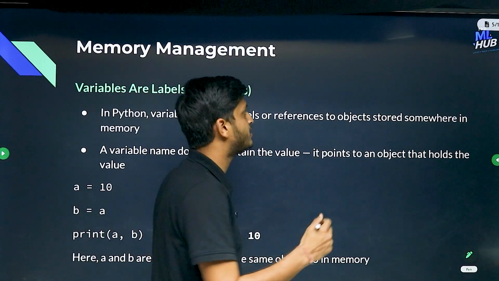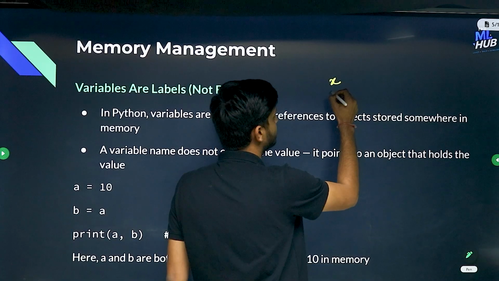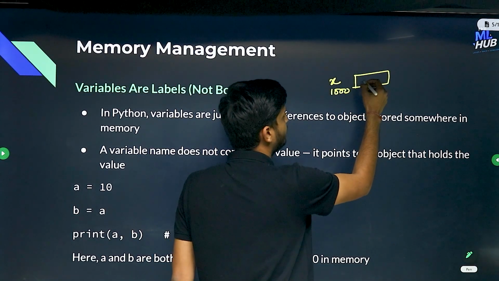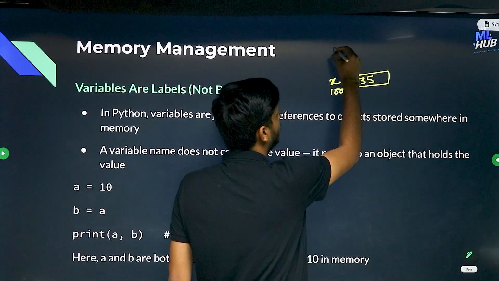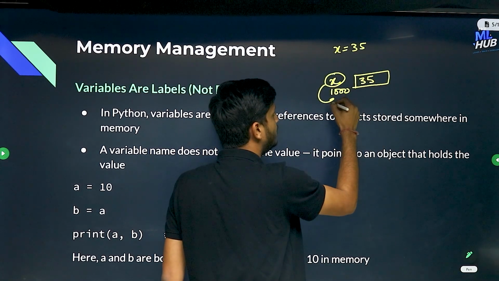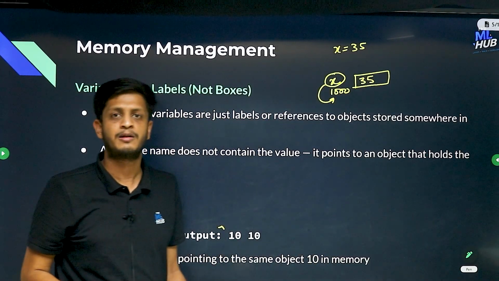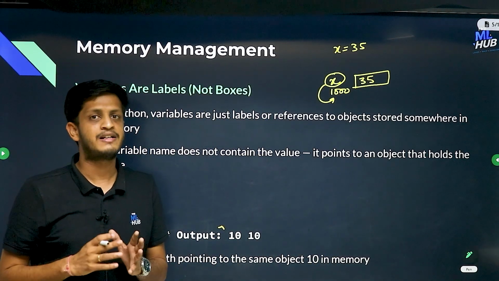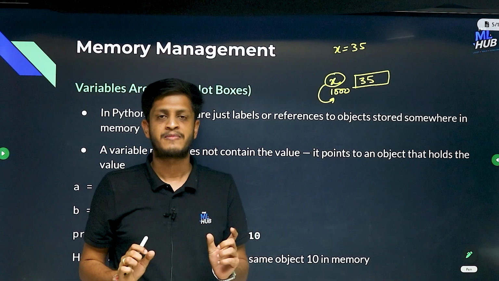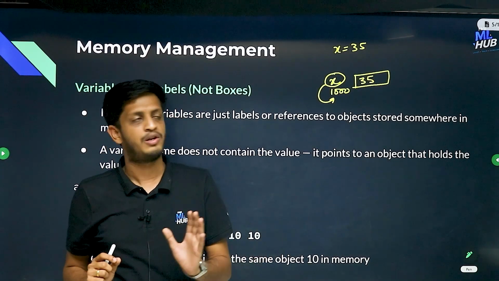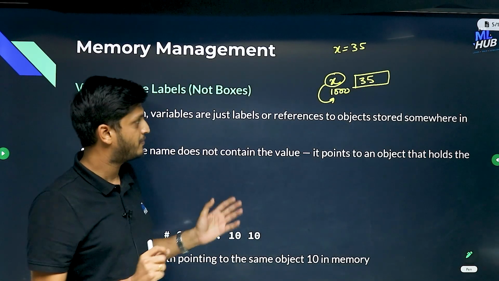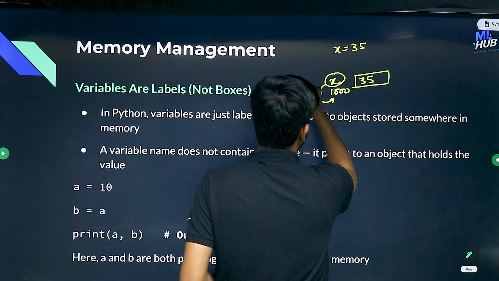Generally in other programming languages, if you have a variable x at a memory location 1000, and let's say some value, 35, is present, and you write x equal to 35, now x will be hardly coupled to this particular memory location. But in Python it is not the case. In Python, a variable is just a name and it can point to any memory location. You can change its memory location and point it to something else also. Okay. So that is how Python works.